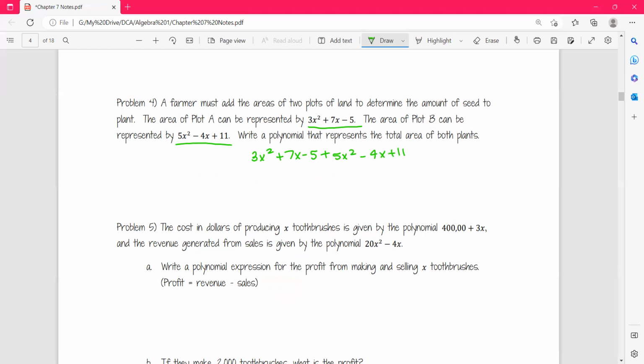Combine like terms, looking for the greatest exponent first. That's going to give me 8x squared. This is going to give me 3x. And that's going to give me 6. Watch your signs. Be careful. Great job. Let's check out problem 5.